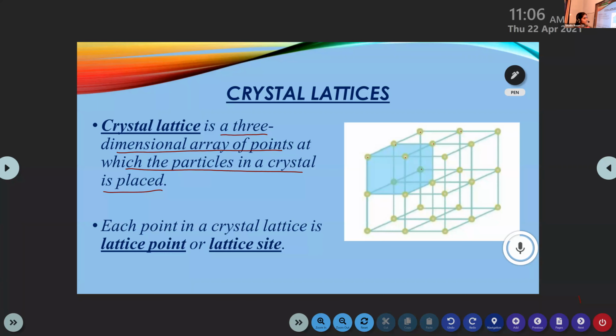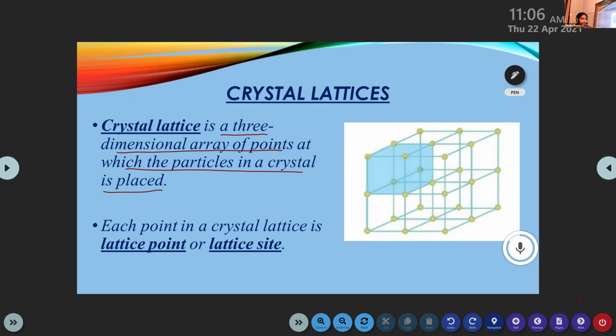Nandana, can you read this slide? Crystal lattice is a three-dimensional array of points at which the particles in a crystal are placed. Each point in a crystal lattice is a lattice point or lattice site. Okay, this is finished. Shall I move to the next one?